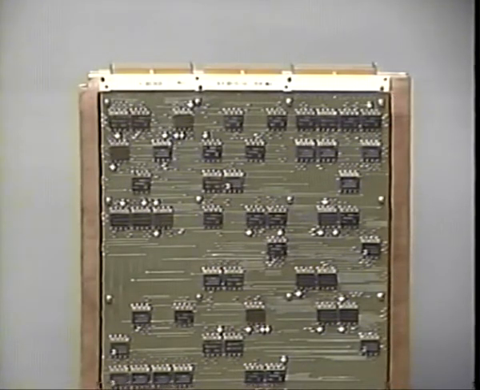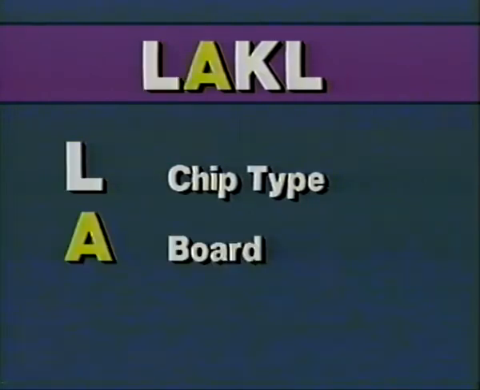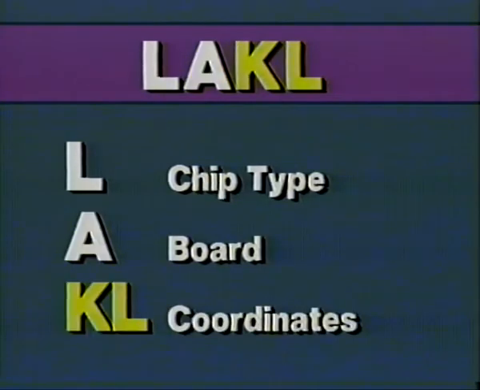The chip coordinate system comes into play when using the rigid boolean. Every rigid boolean equation has a group of 4 letters on the left side. The 4 letters identify the chip type and its location. The first letter identifies the chip type. The second letter specifies what board the chip is on. The last 2 letters are the coordinates of the chip on the board.